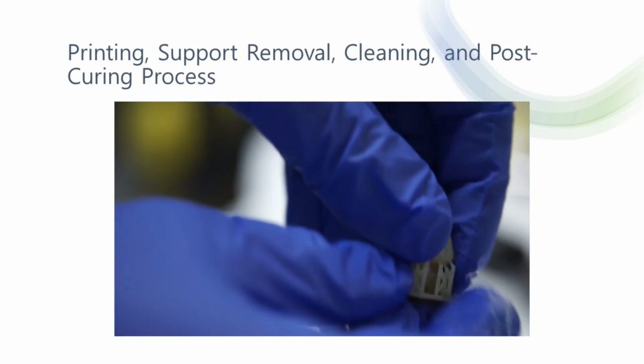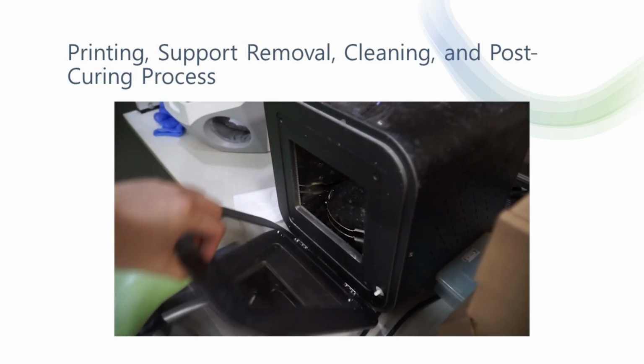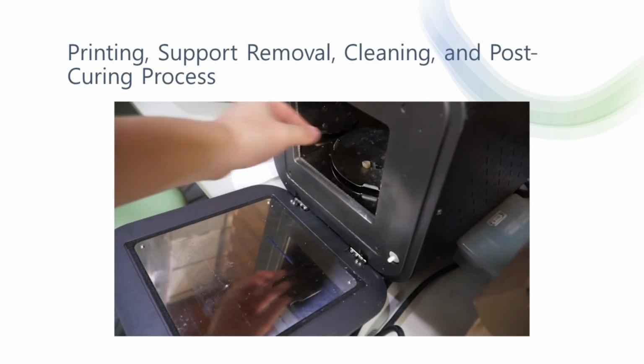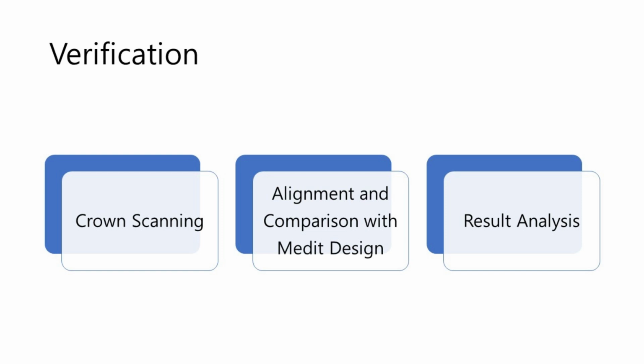Once the crown is printed, we remove the supports and proceed with cleaning. The post-curing process follows, enhancing the strength and finish of the crown. We have now successfully printed a crown using the determined exposure time. However, to ensure the crown is suitable for clinical use, several issues must be addressed. We will demonstrate the process of identifying and resolving these issues. The first issue to address is that the crown may not have printed exactly as originally designed.